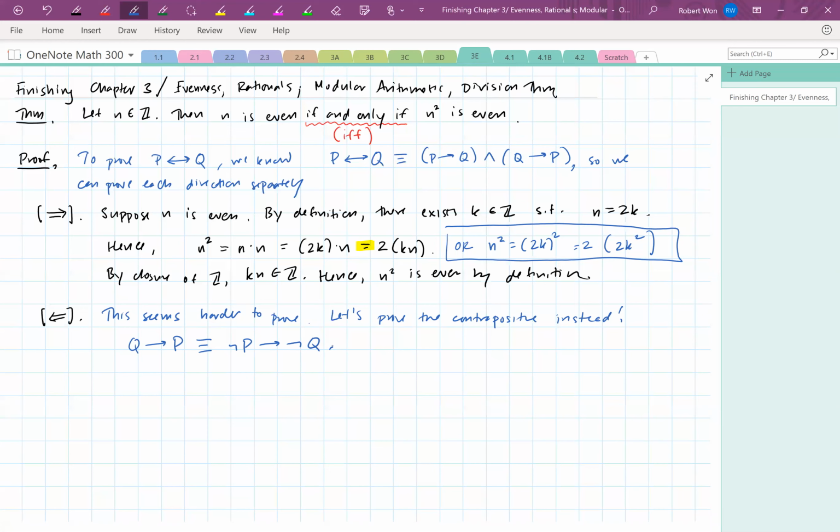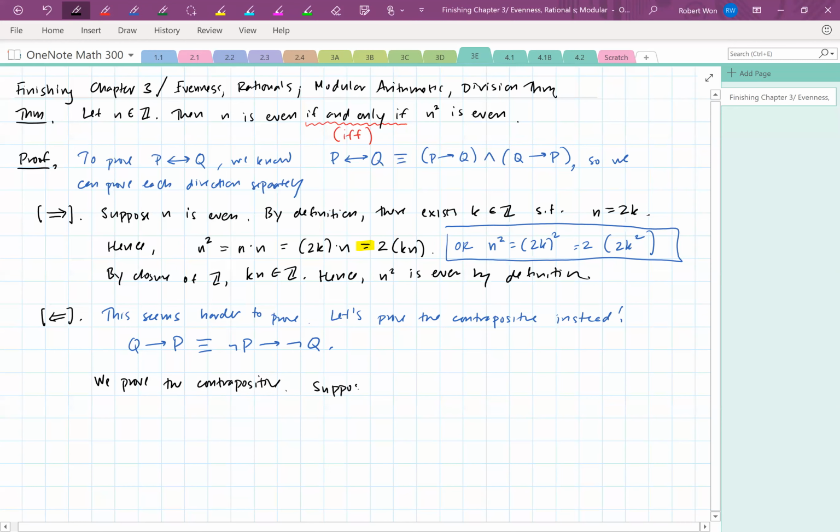Proof's in the pudding. This is exactly one of those cases, because if I assume not P, it means I get to assume that n is odd, and that's a concrete thing that I can work with. Okay, so let's see this. I'm proving the reverse direction. Again, I need to tell my reader what I'm doing. So we prove the contrapositive. Now my reader knows, okay, I'm doing the reverse direction, but I'm doing it by contrapositive.